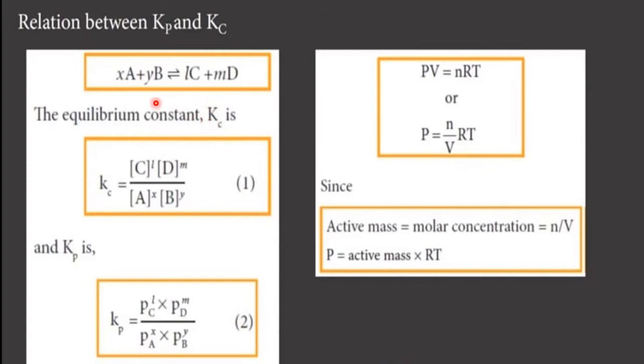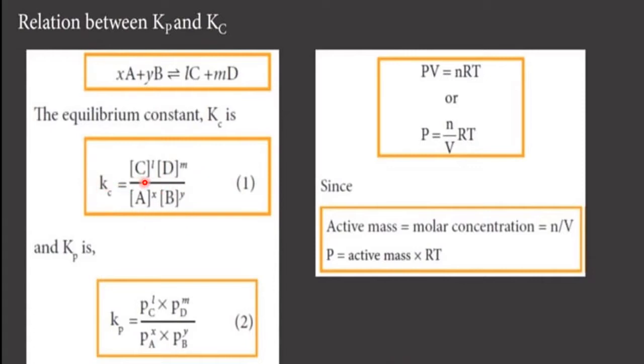For this derivation also, let us consider the reaction Xa plus Yb gives Lc plus Md. This is an equilibrium reaction. You have to start from this reaction. So how to write the equilibrium constant Kc? In the last slide we already saw how to write Kc. So Kc is equal to the product concentrations divided by the reactant concentrations.